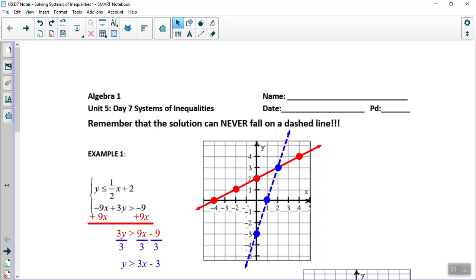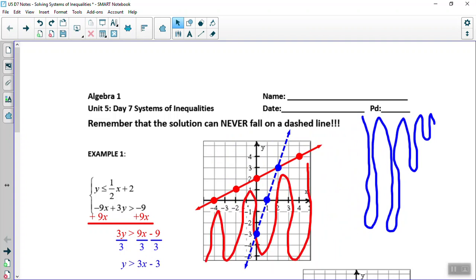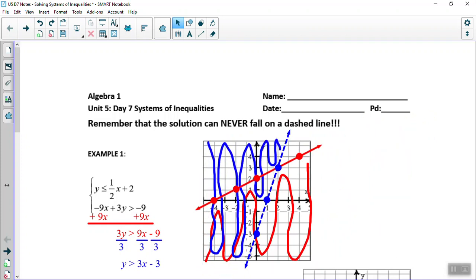So when we shade the red line, the red line was everything that was less than this. So that means we have to shade down. Whoops, wrong one. And just shade down. All right, so everything below the red line. Now the blue line was greater than. So we want to shade everything above the blue.